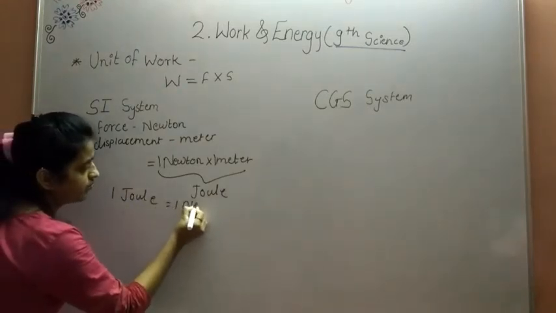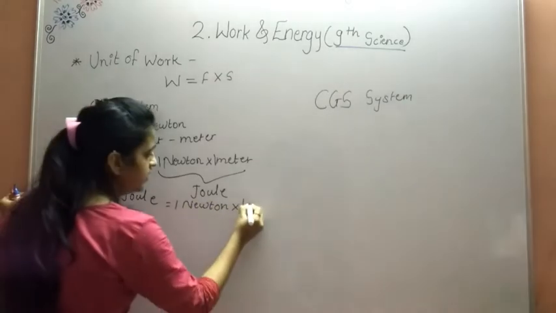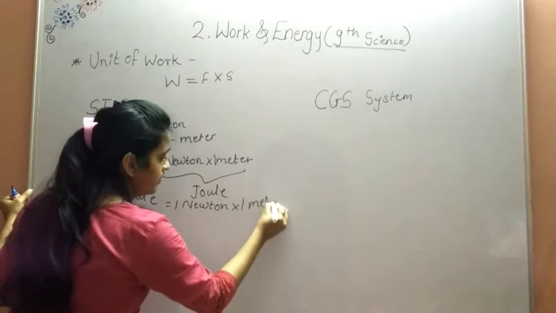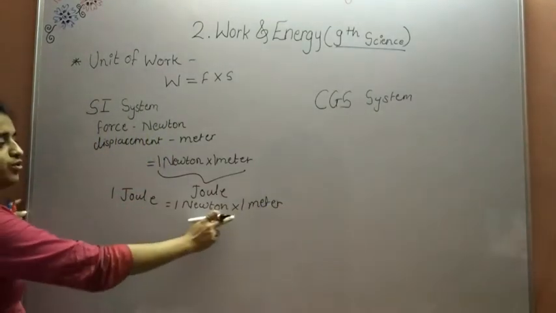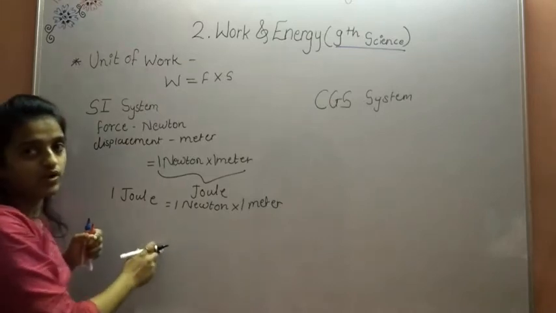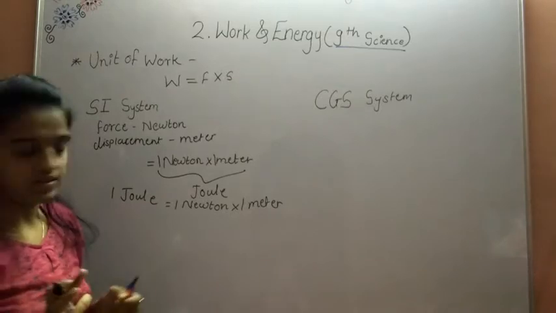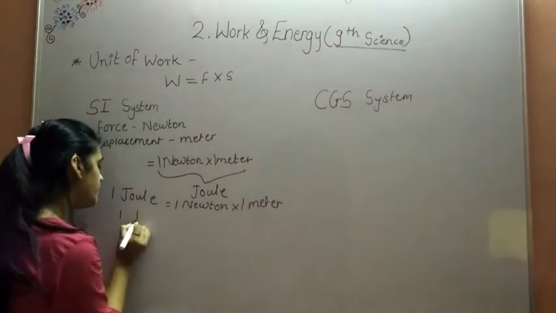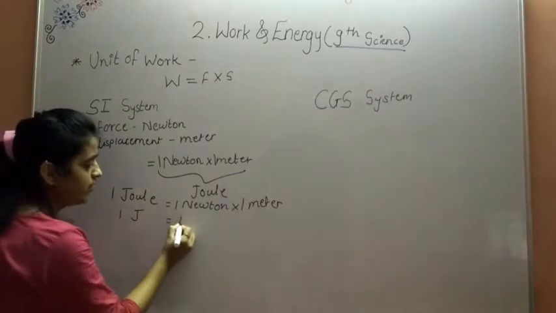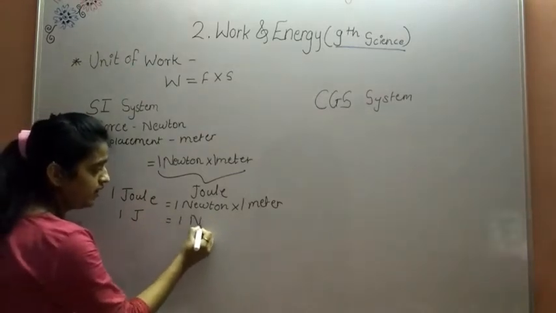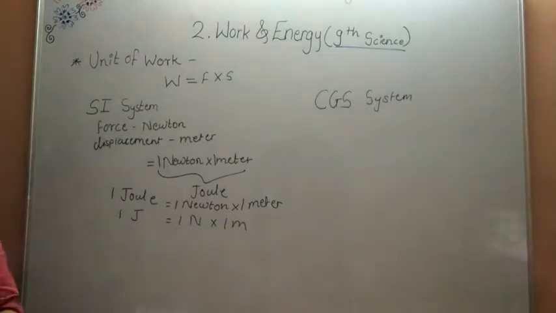So 1 joule is equal to 1 Newton into 1 meter. So 1 Newton into 1 meter is equal to 1 joule in the SI system. It can also be represented as 1 J, with joule represented by a capital J. 1 Newton means 1 N, into meter means 1 m.